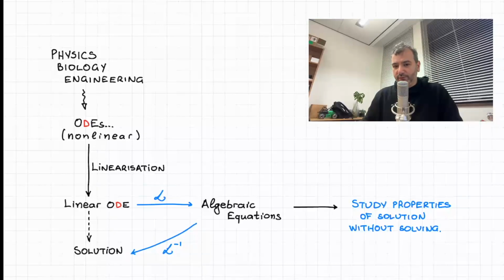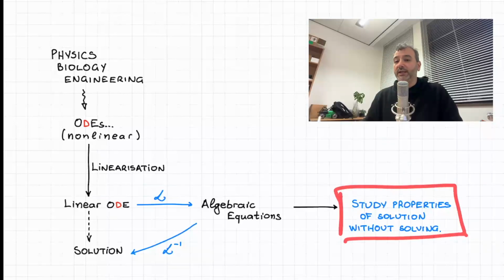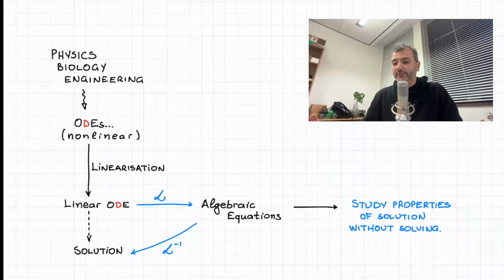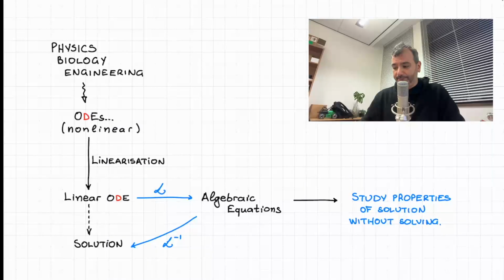But you can do better often. So instead of solving, you can study the properties of your solution. You can tell, for example, if it converges, if it is oscillatory, and a bunch of other properties without even having to solve anything. And this simplifies things greatly.